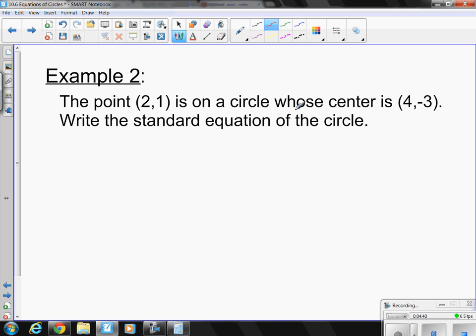Now the point (2, 1) is on the circle whose center is (4, -3). What we need to do is use this to find the radius. So we need to find the length of that side, and I'm a big fan of the Pythagorean theorem to do this. If this is the point (4, -3) and this is the point (2, 1), from 2 over to 4 we went over 2 to the right, and from 1 down to -3 we dropped 4. Now I'm going to use my right triangle Pythagorean theorem. 4 squared plus 2 squared equals my hypotenuse squared, or take the square root of it. So my radius is going to equal that.